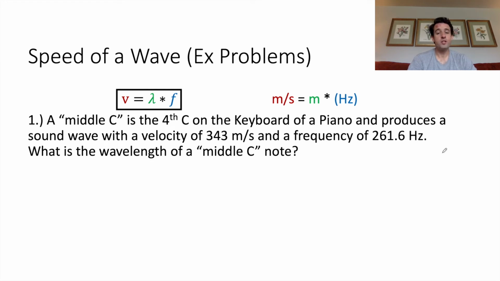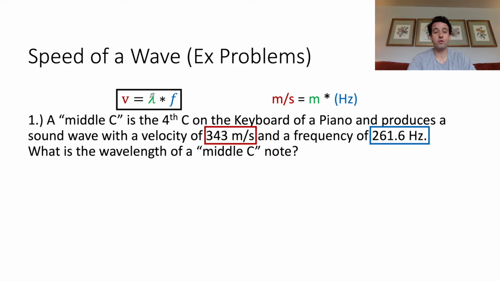Great, hopefully you got a chance to try this problem out. We're going to go over it together. So in this problem, what's different here is that we've been given the V, the velocity, 343 meters per second. That's the speed of sound. And we've been given the frequency. So we're looking for wavelength here. We're looking for that green variable that we're going to try and plug in.